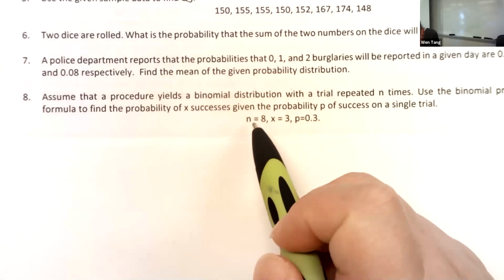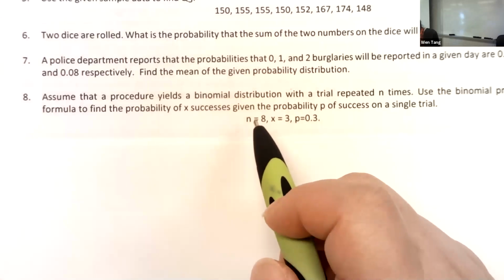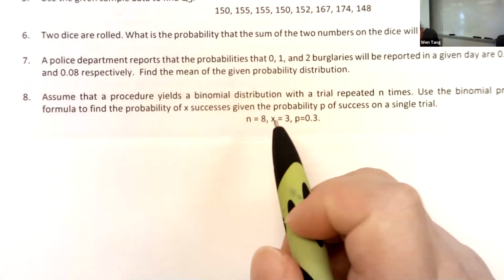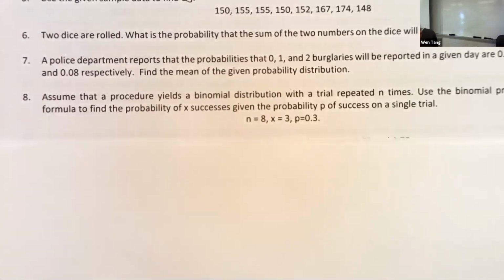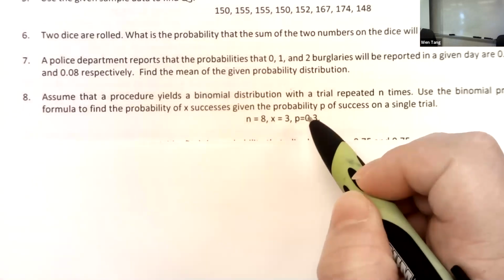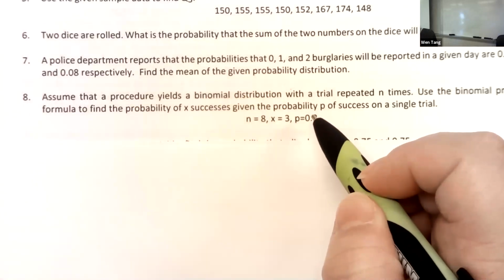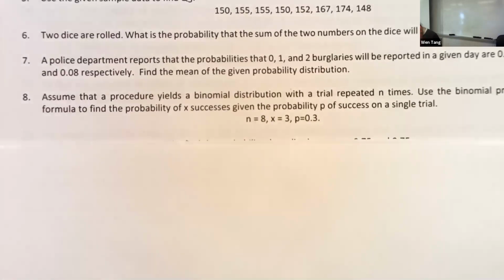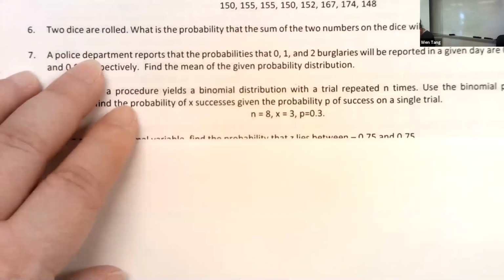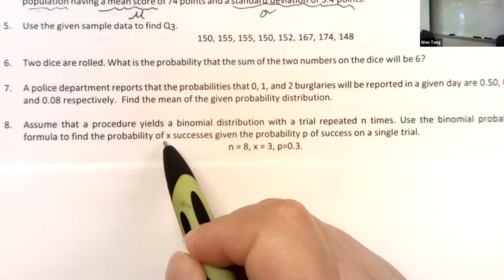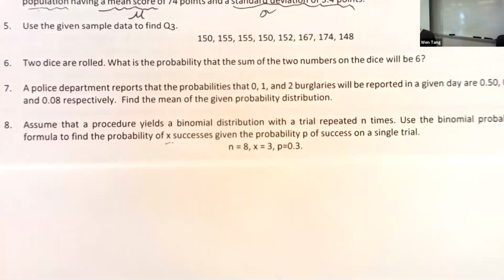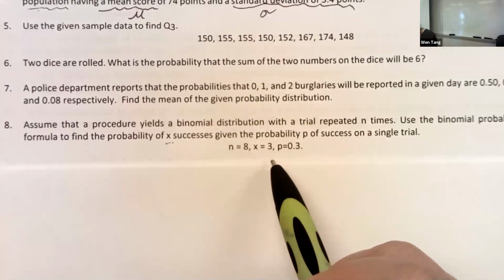So n, how many trials do we have? n is equal to 8. And x is equal to 3, which means 3 successes. x is the number of successes. And the lowercase p means the probability of one success. Remember, we only need to use the formula to find the probability of x successes, which means 3 successes in this case.